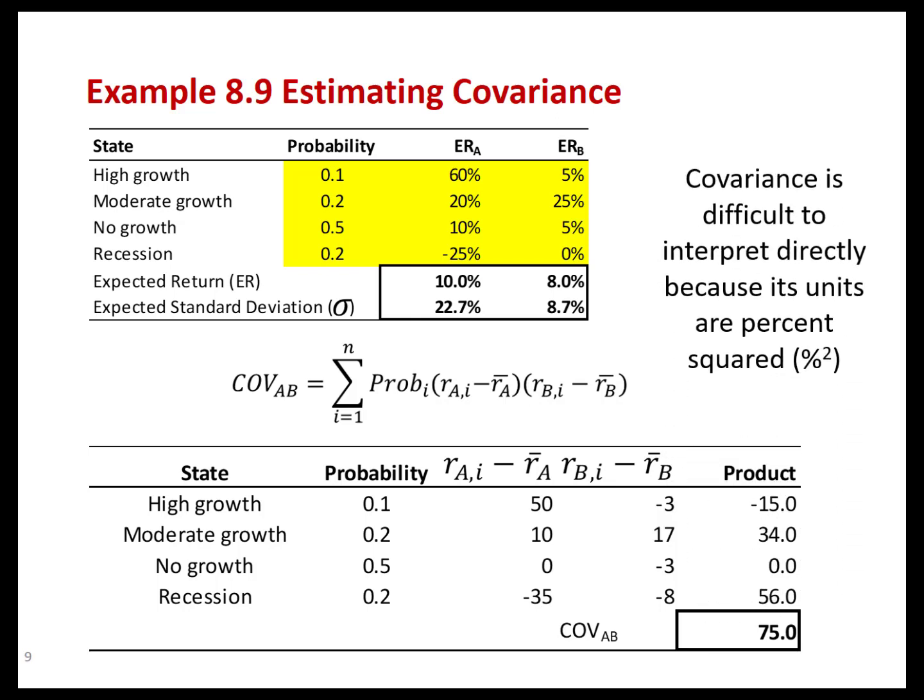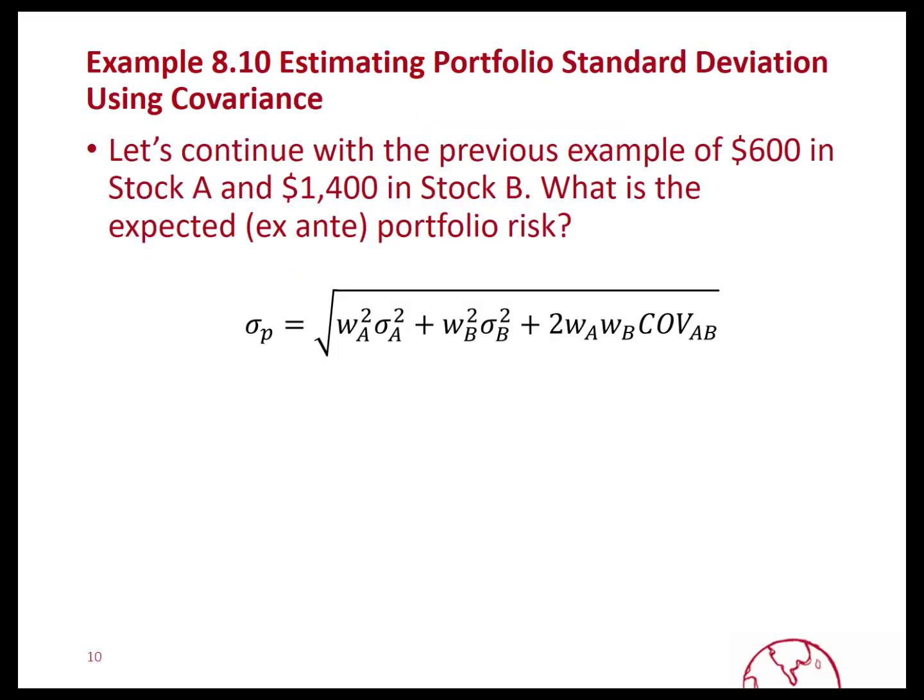It's quite hard to interpret because that is actually a percent squared, which is something that we can't really get our head around. So in a moment, we're going to talk about something simpler called the correlation coefficient. But let's just continue using covariance. Harry Markowitz showed that you can calculate the expected portfolio risk using this formula where it's a function of the weights, the standard deviations, and the covariance.